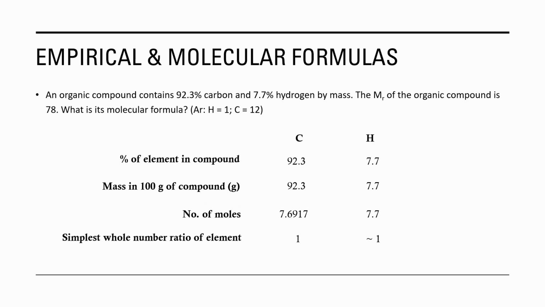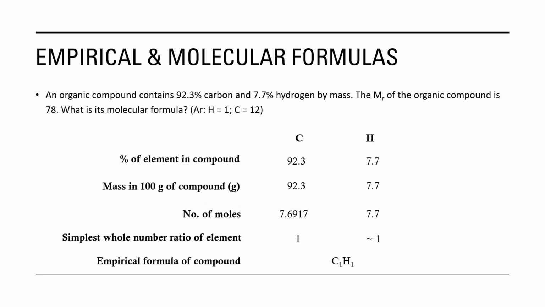Next, we work out what is the simplest whole number ratio of elements in this compound, and we do this by dividing the number of moles with the smallest number of moles. In this case, we're dividing each number of moles with 7.69, which is the smaller of the two. So 7.69 divided by itself is 1. 7.7 divided by 7.69 is approximately 1. This means that the simplest whole number ratio of carbon to hydrogen in this compound is approximately 1 to 1.